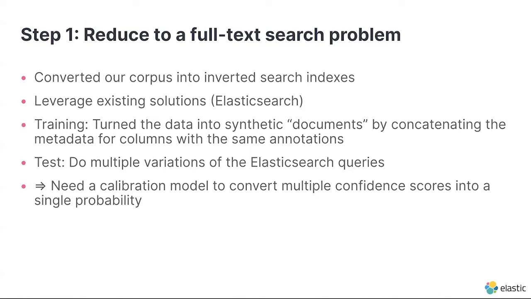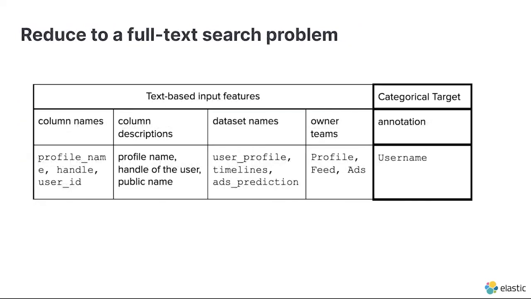So here's a diagram describing visually the last slide. This is the text-based features. Basically, we take all the examples in the training set where the annotation was username, and then concatenate together the metadata with commas. These are all what I call the synthetic documents, right? So in the test phase, you might come across a new column of data where the metadata is going to have feed and handle in it, and Elasticsearch will pop up, okay, this synthetic document corresponds with that column, and then we know, okay, username.